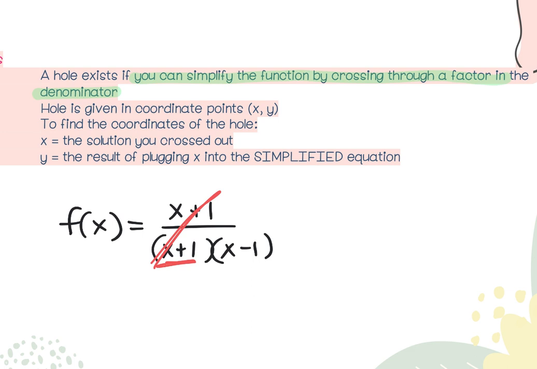So the very first thing we're going to check every time is, can we simplify? And if we can, by canceling something from the bottom, we just eliminated a vertical asymptote, but we turned it into a hole because that value is still undefined.